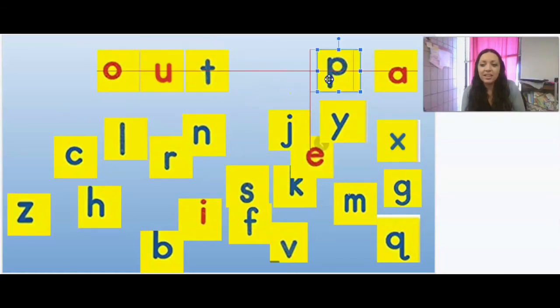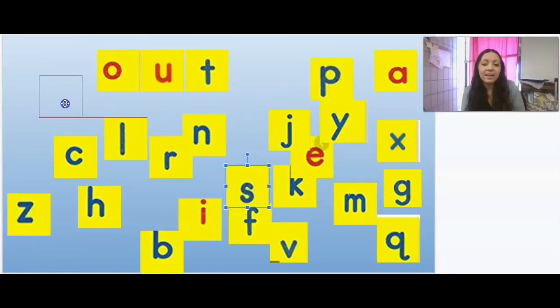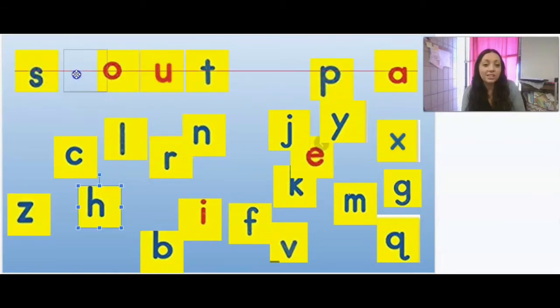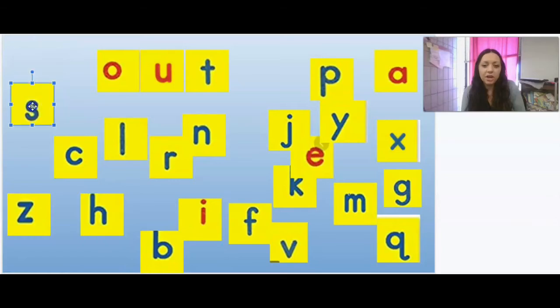Very good. Add a P as the beginning sound, and now what happens? Pout. Good job. What if I add digraph SH at the beginning? Now I have shout. Good job.